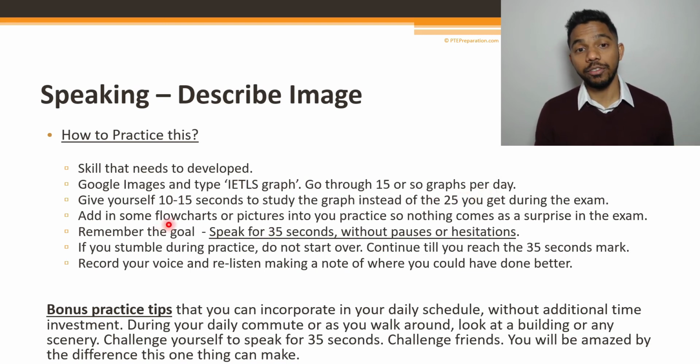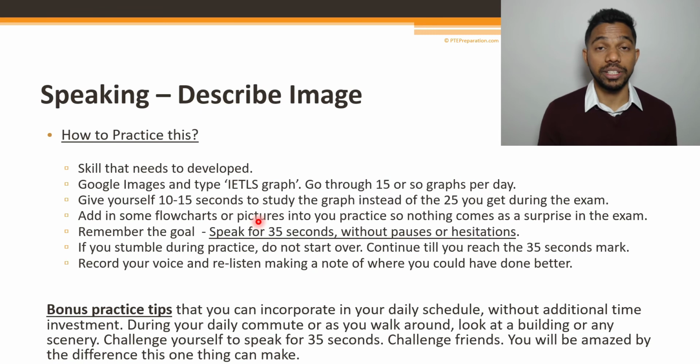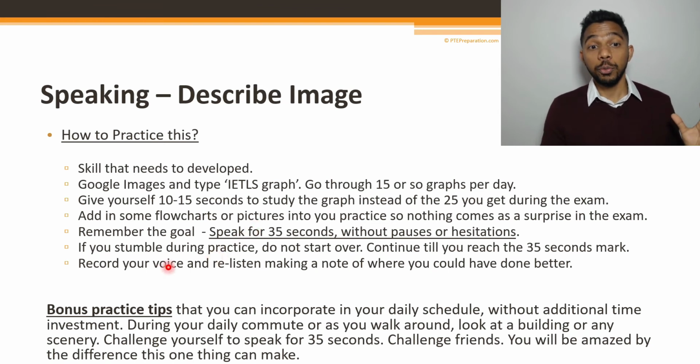Make sure to add some flowcharts and pictures so that nothing comes as a surprise. You're not only going to get graphs, you can get any sort of image in the exam, so don't let anything surprise you. Again, 35 seconds without pauses and hesitations. If you stumble during a practice, do not start over. Continue till you reach the 35-second mark.